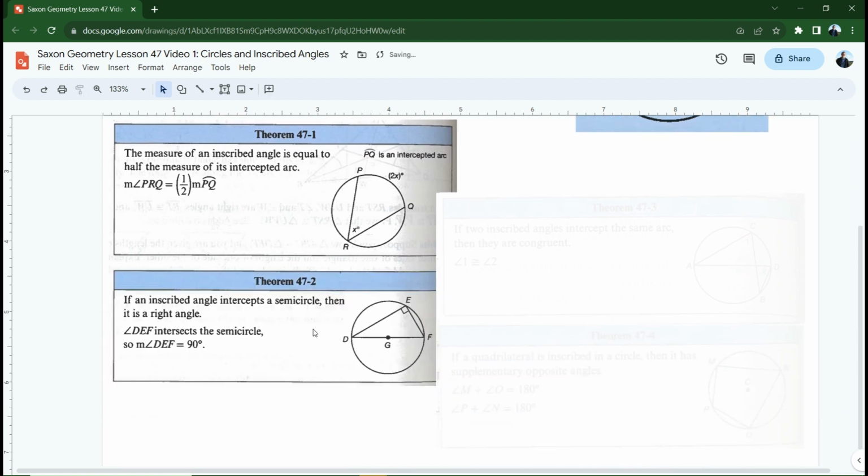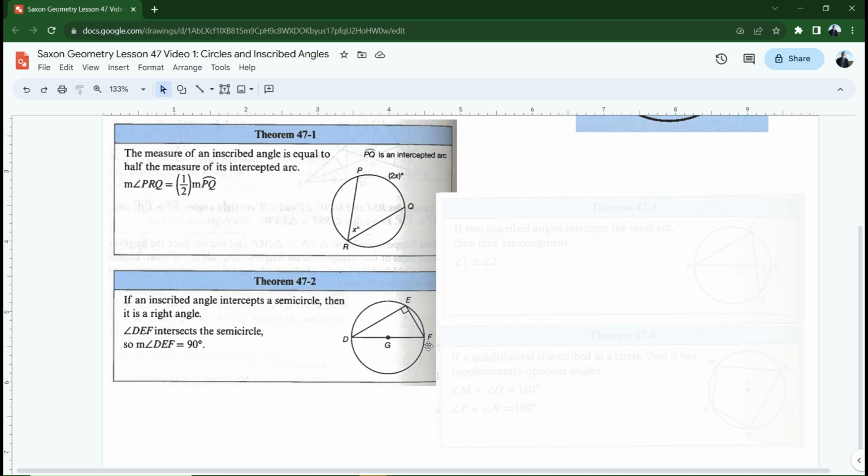Our second theorem: if an inscribed angle intercepts a semicircle, and we're going to talk about what that means in just a second. If we look at this inscribed angle here, what's the intercepted arc? Well, it's exactly half of the circle. If that's true, then the inscribed angle is a right angle. If it intercepts a semicircle, it's a right angle. This one you just got to remember, and it's kind of tricky to remember, so you need to keep this in mind. So you see that angle DEF intercepts a semicircle.